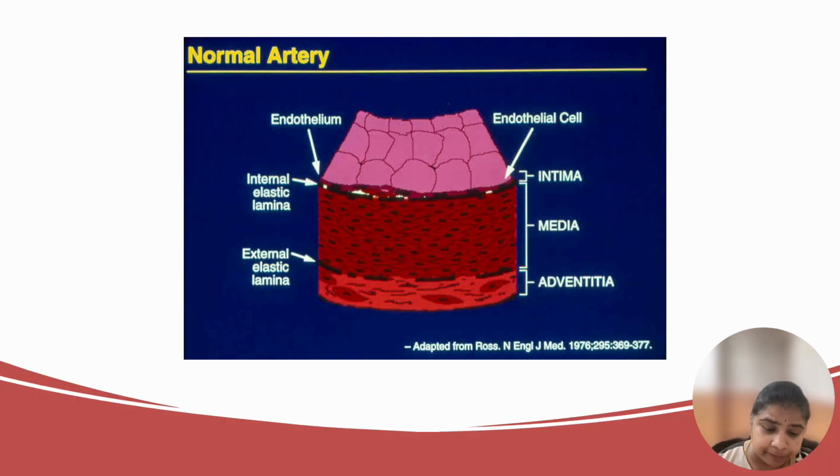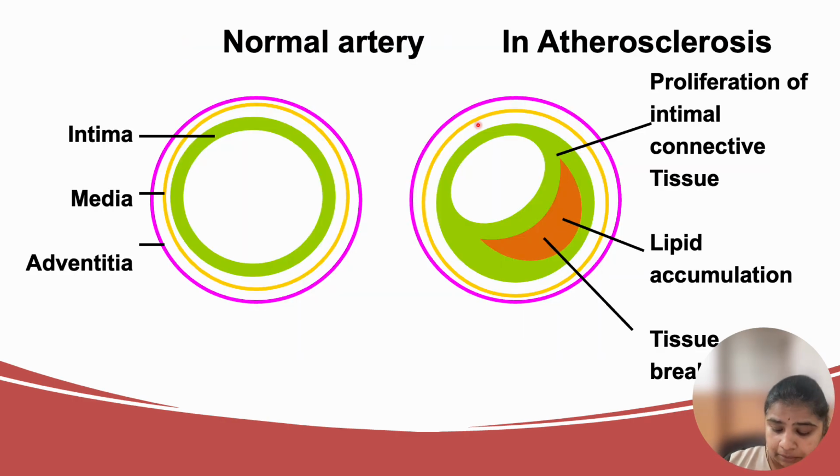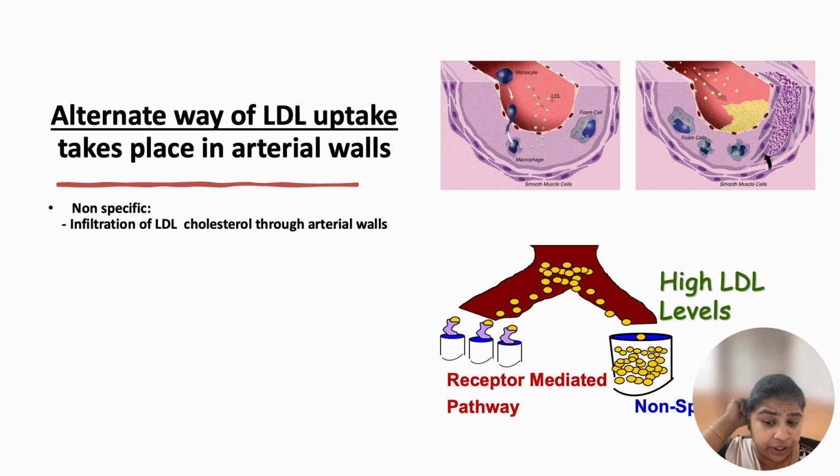If we look at it, we have three layers in normal arteries, the intima, media and the adventitia. Now there is lipid accumulation happening in the intimal layer. So, you can see that the lumen is big and open here, whereas the lumen size has reduced in atherosclerosis.